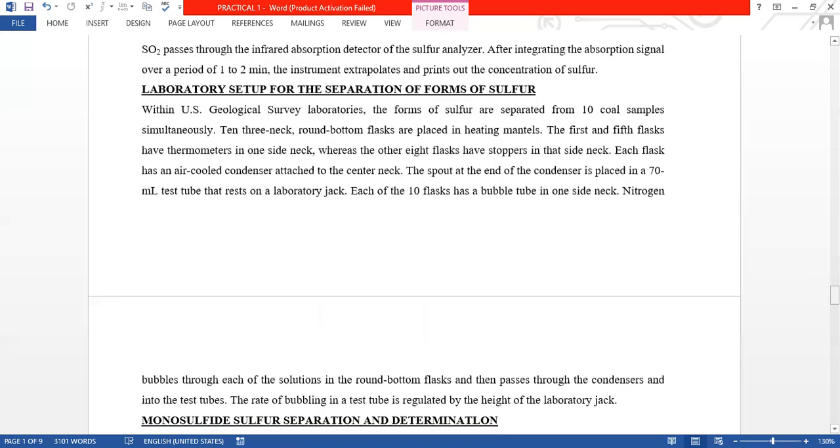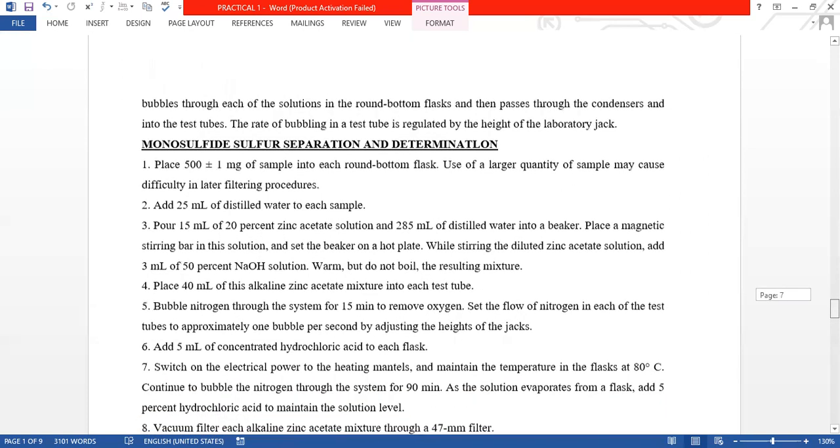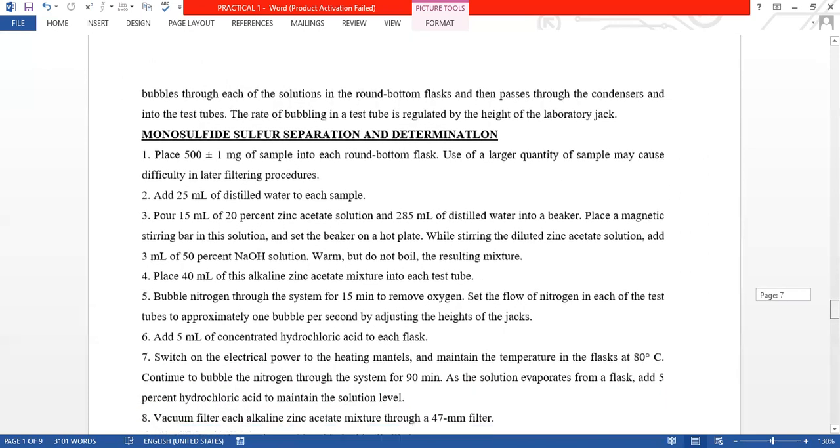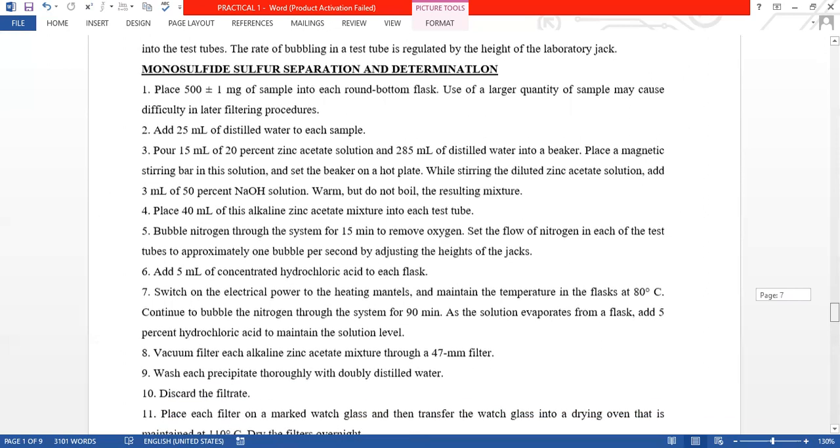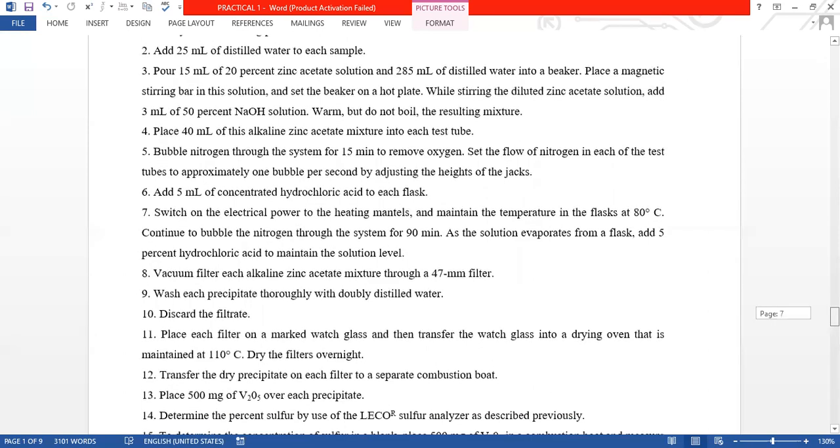Laboratory setup for the separation of the forms of the sulfur. 10 three-necked round bottom flasks are placed in the heating mantles. The first and the fifth flask have a thermometer in the side of the neck. Nitrogen bubbles through each of the solutions at the bottom of the flask and then passes through the condenser and the test tube. This is the monosulfide sulfur separation and determination of the sulfur content.